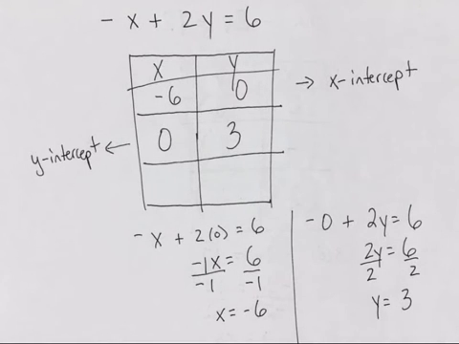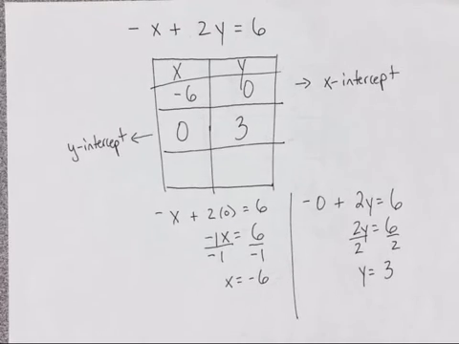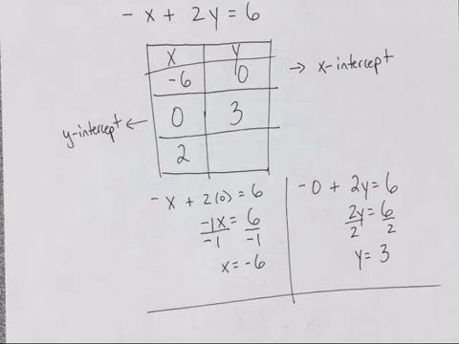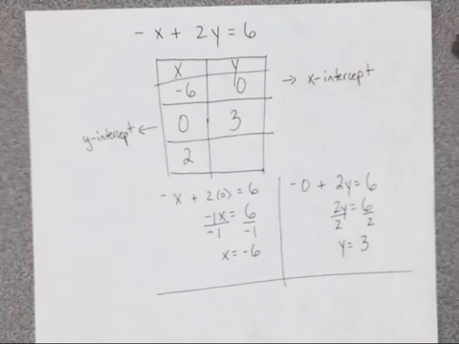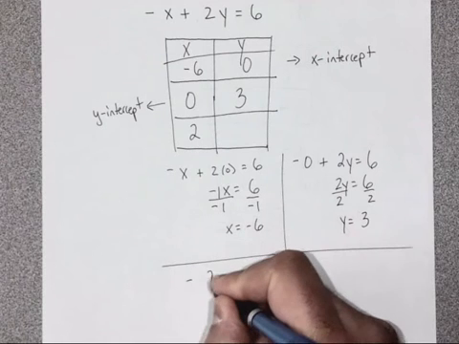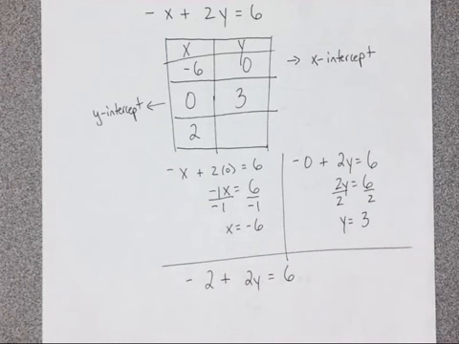So let's put a 2 in there. So zoom out a little bit. So let's try 2 as our x coordinate. So if I plug in a 2 there, I'm going to get negative 2 plus 2y equals 6.